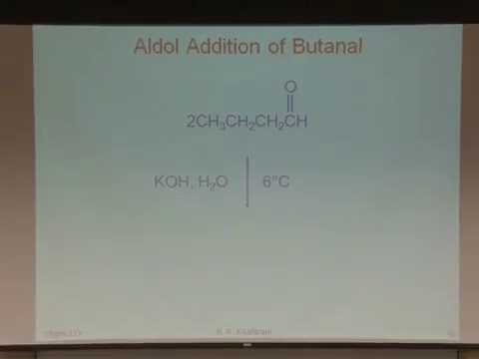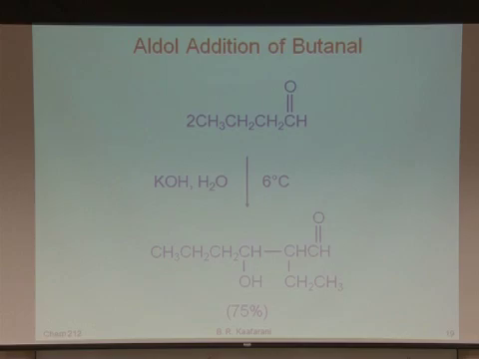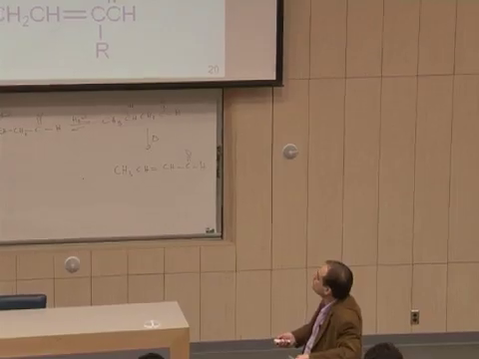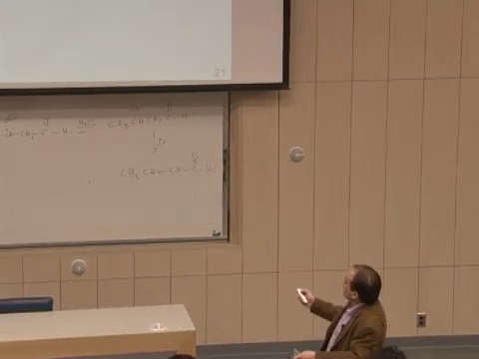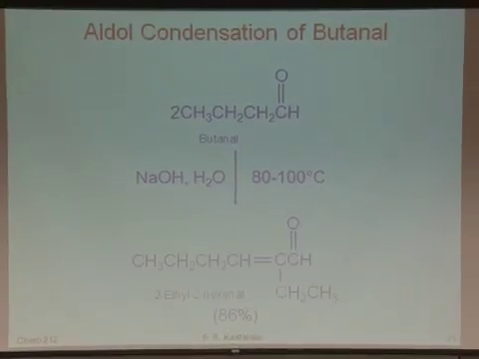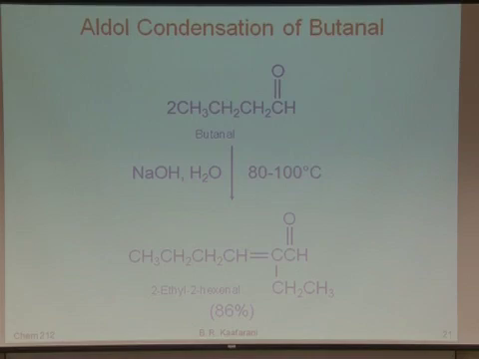Another example, you have butanal. And then you are adding KOH-H2O, also at low temperature. So we are forming the aldol. That will be the aldol product. So this is our aldol product. If you heat up the aldol product, you will get the elimination. So if you take this and you add just sodium hydroxide and heat, that will be the product that you are going to form. So if you take butanal and you add sodium hydroxide and water at 80 to 100 degrees, you are going to form the 2-ethyl-2-hexenal.